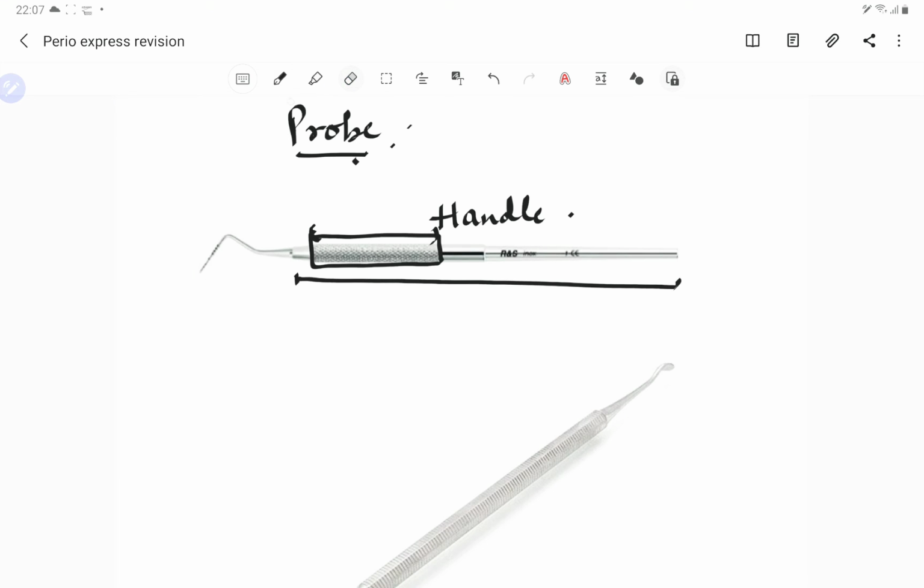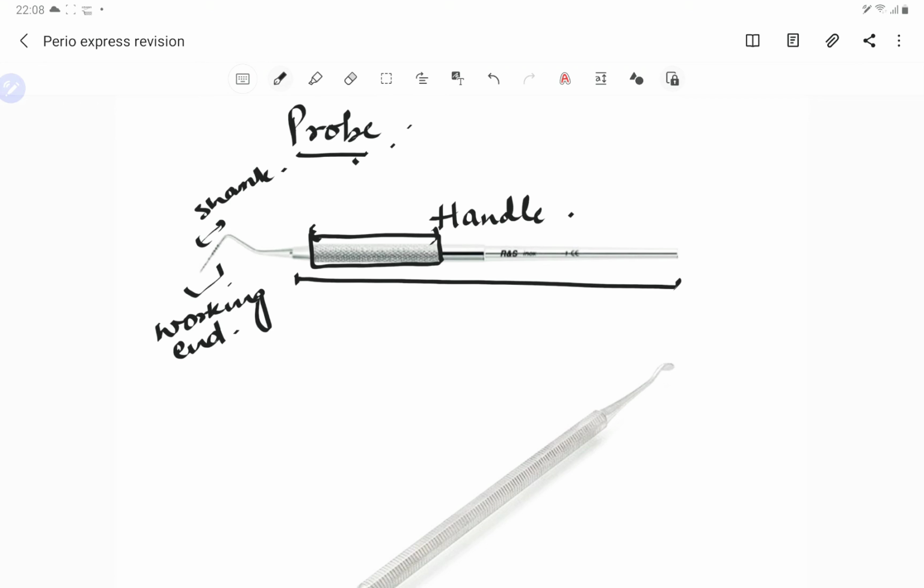And you can see here, guys, this particular area is the shank, and the working tip is this one, or working end you can say. The working end is present with the calibration in the case of a periodontal probe.